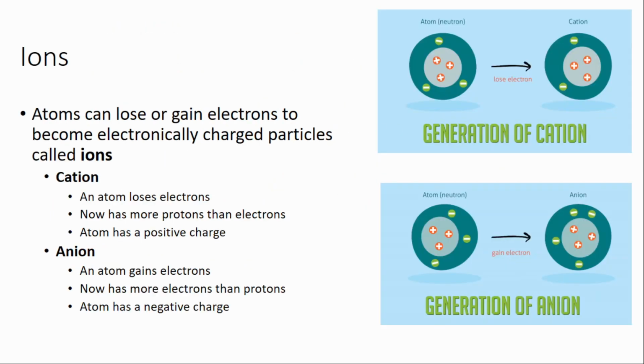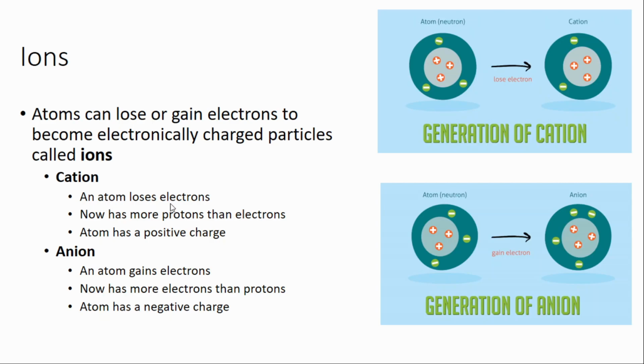The last topic is about ions. Atoms can lose or gain electrons to become electronically charged particles called ions. If you have that definition down, that's going to be pretty important. And also there's two types of ions. The first one is known as a cation, and the second is known as an anion. It's not the cation or the anion, it's cation and anion, remember that.